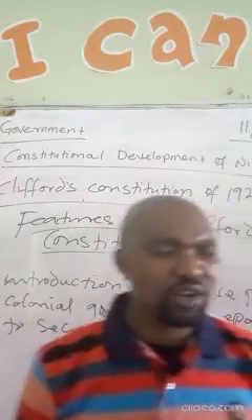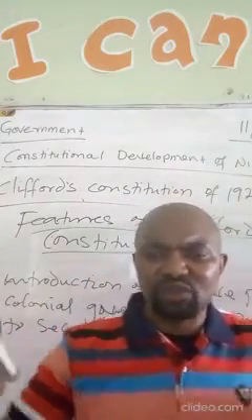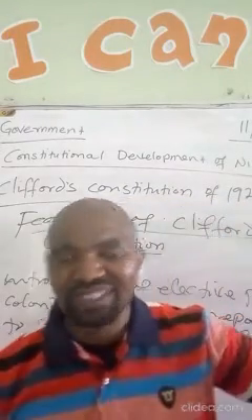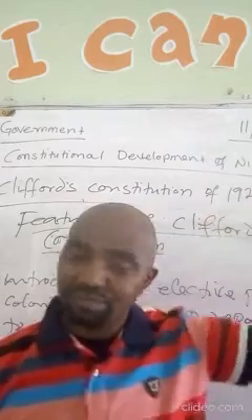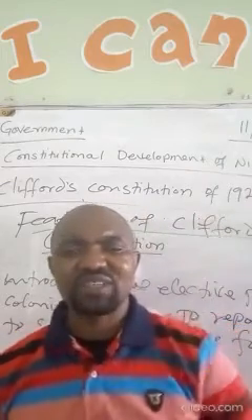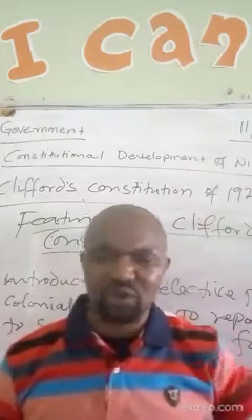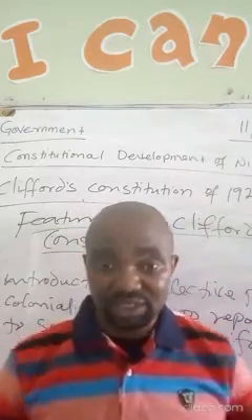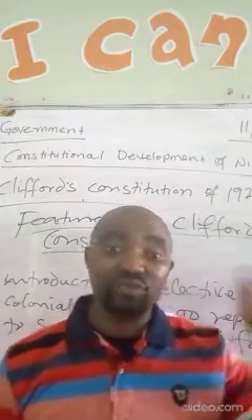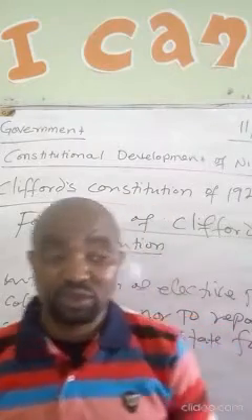all colonial governors were to report directly to the Secretary of State for Colonies. He is a cabinet minister in Britain. So he is the minister that's in charge of all colonies, British colonies, or colonies within British territory. So all governors are directed to report to him. That was the provision of the new constitution.